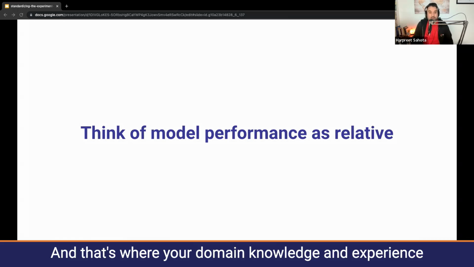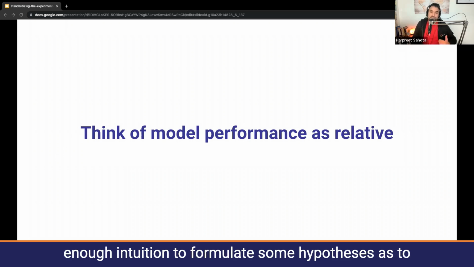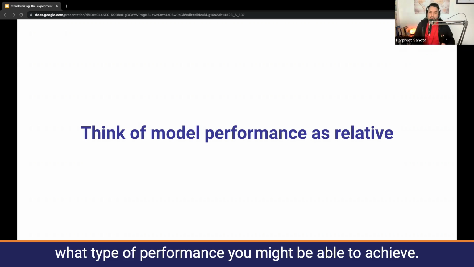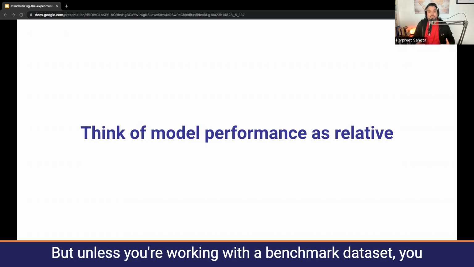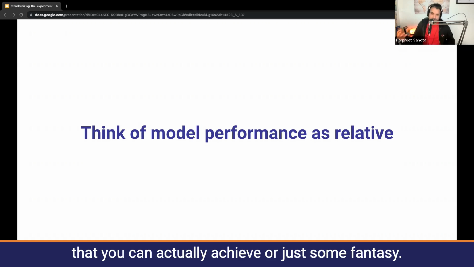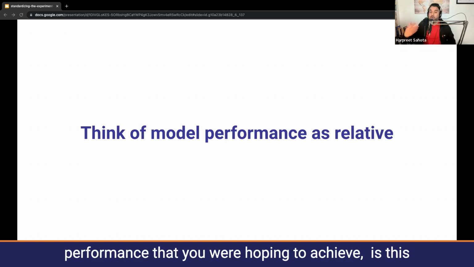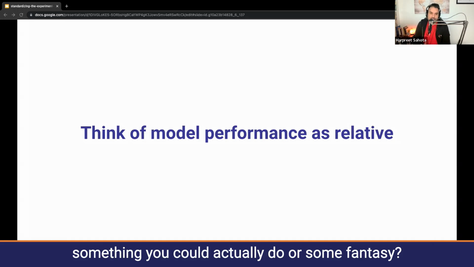And that's where your domain knowledge and experience come in, because that will undoubtedly provide you with enough intuition to formulate some hypotheses as to what type of performance you might be able to achieve. But unless you're working with a benchmark data set, you won't know if the performance that you're hoping to achieve is something you could actually do or just some fantasy.